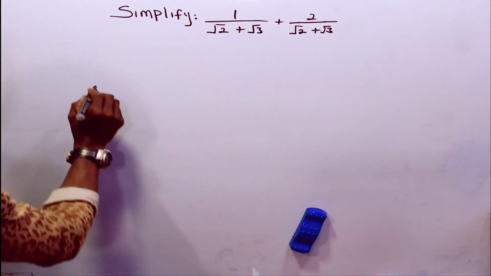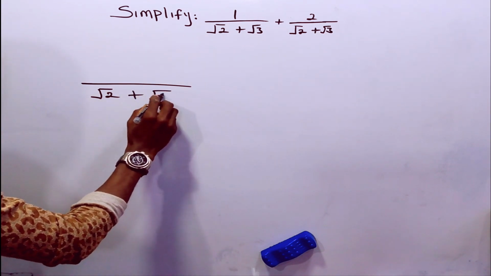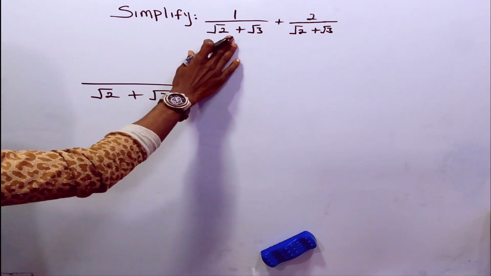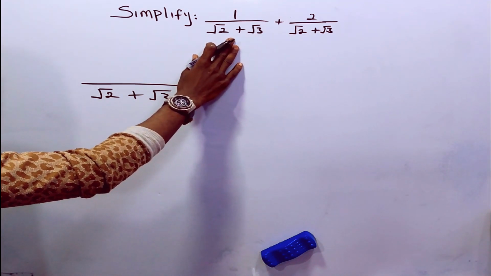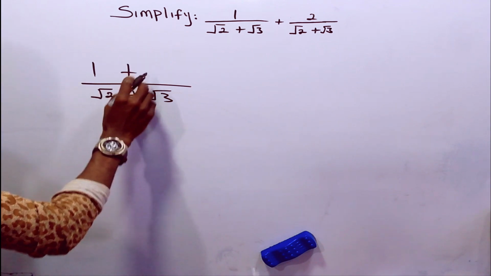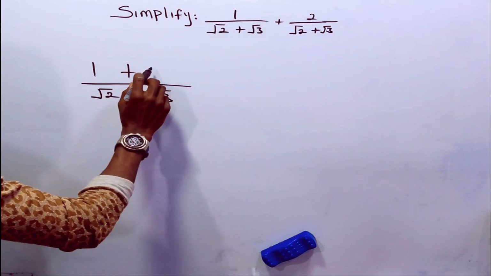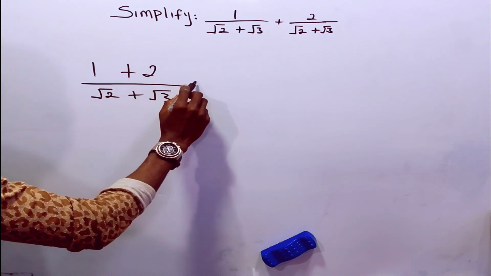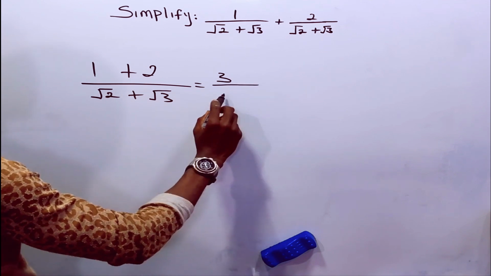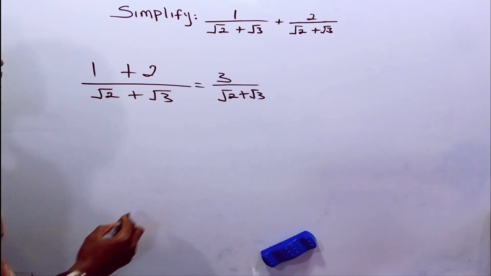We now have it as root 2 plus root 3. Therefore, root 2 plus root 3 divided by root 2 plus root 3 is 1. And 1 times 1 is 1, plus root 2 plus root 3 divided by root 2 plus root 3 is also 1. And 1 times 2 is 2. So, therefore, we have it as 3 over root 2 plus root 3.